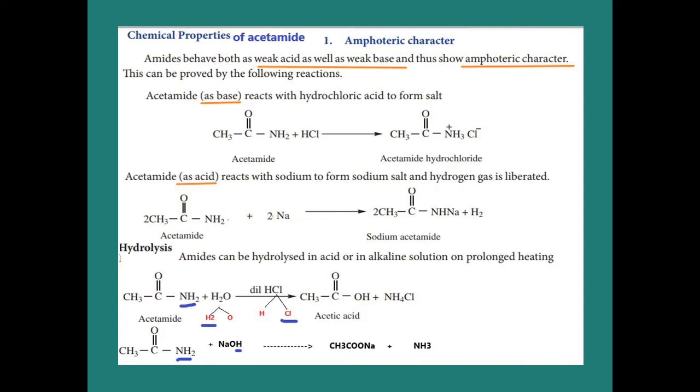The next one, acetamide when reacted with sodium. Sodium is always somewhat of basic character, so here acetamide acts as an acid. Here we are going to take 2 moles of sodium. 1 sodium replaces 1 hydrogen. So 2 moles of sodium needs 2 moles of acetamide, so that we get 2 moles of sodium acetamide. See the formula. Only 1 hydrogen is replaced.